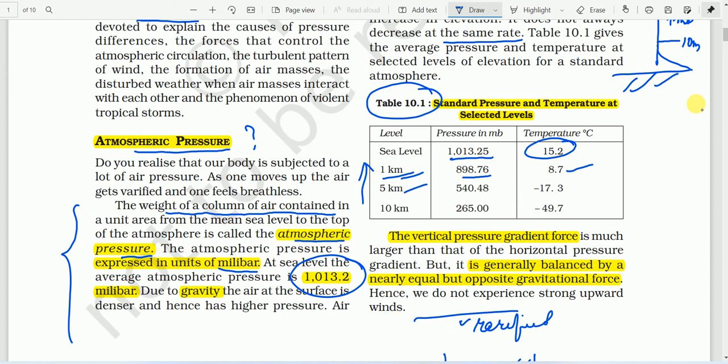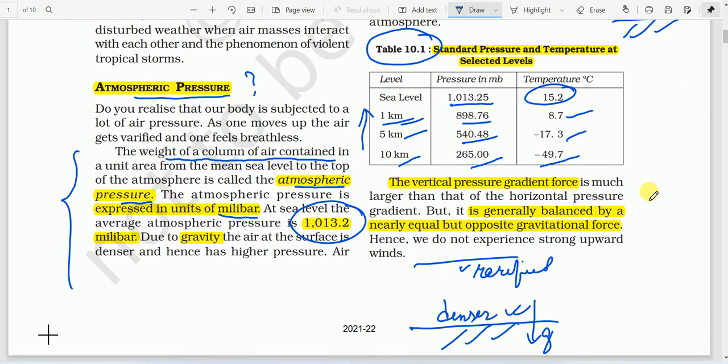If you move upward about 5 kilometers, pressure will be 540.48 millibar and the temperature minus 17.3. At about 10 kilometers, pressure will be 265 millibar and the temperature minus 49.7. So the decrease in pressure is not uniform. It is very rapid near the surface, and gradual as you move upwards.